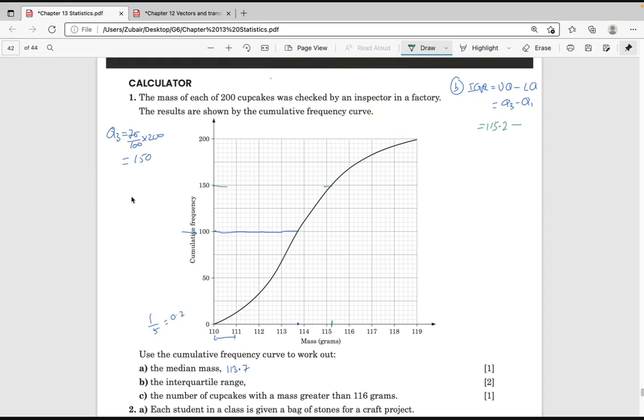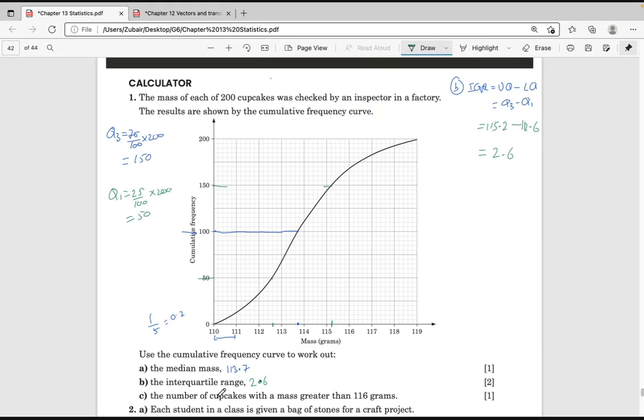115.2, and the lower quartile Q1 is 25% or 1 by 4 of 200, which is 50. So we read against this 50 mark, and this is 112.6. So 115.2 minus 112.6 is 2.6. The interquartile range is 2.6, which means that 50% of the sample lies within a 2.6 range.